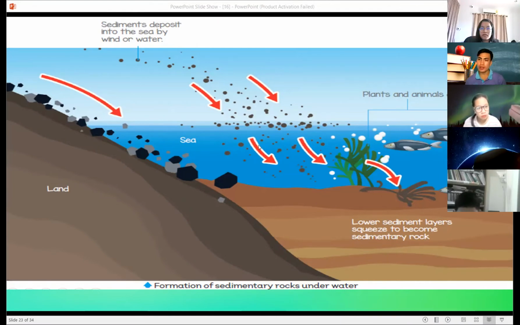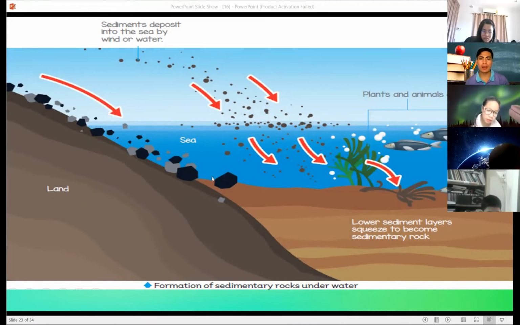What else? Can you tell us more? What about these dead plants and this? What do we call? If they will be part of a rock, we call them fossils, right? Yes. Okay, so here, thank you, Faradi.